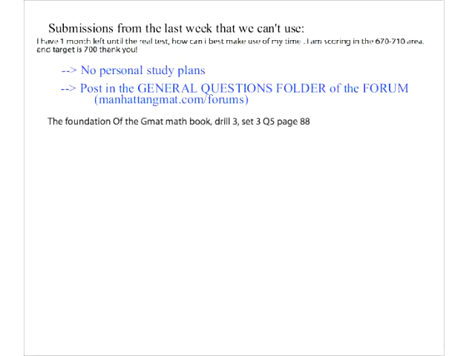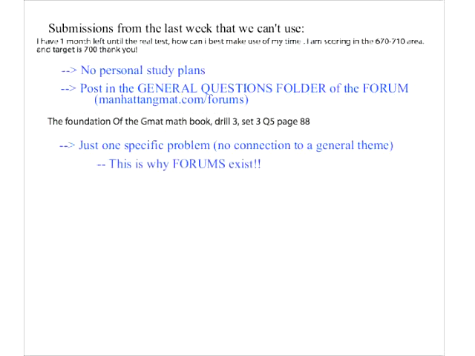So someone wrote this. There's two things wrong here. The first thing is that this is just a specific question. This is one specific problem, with no connection to a general theme. So this is exactly why we have forums. We have forums so that we can answer random specific questions. It's not the point of the study hall, so please don't submit things like this. This is an MGMAT book, so you would post this in the MGMAT folder.